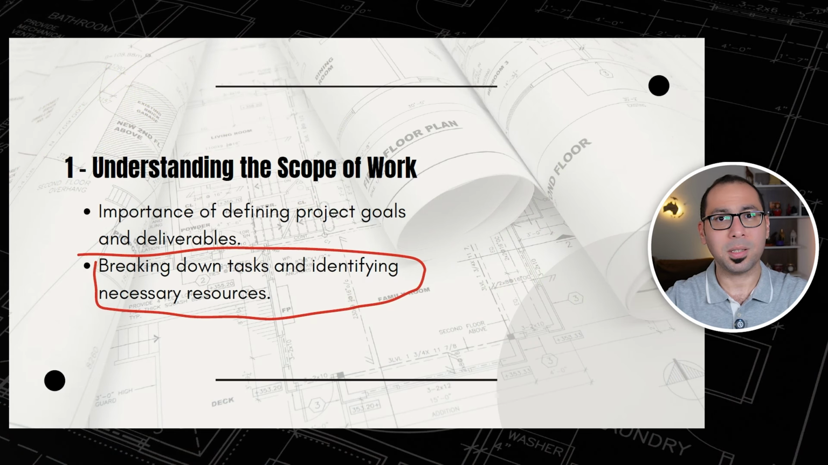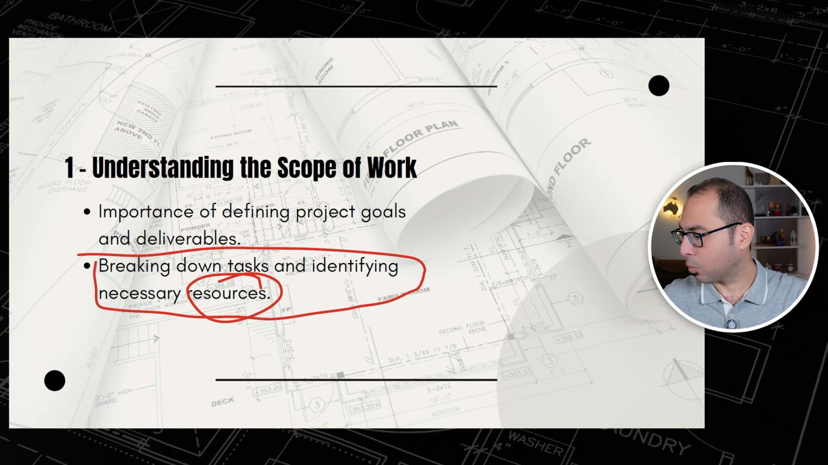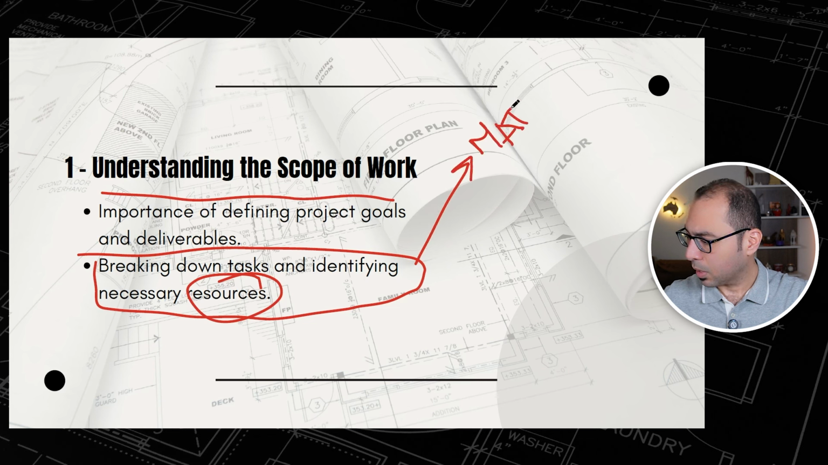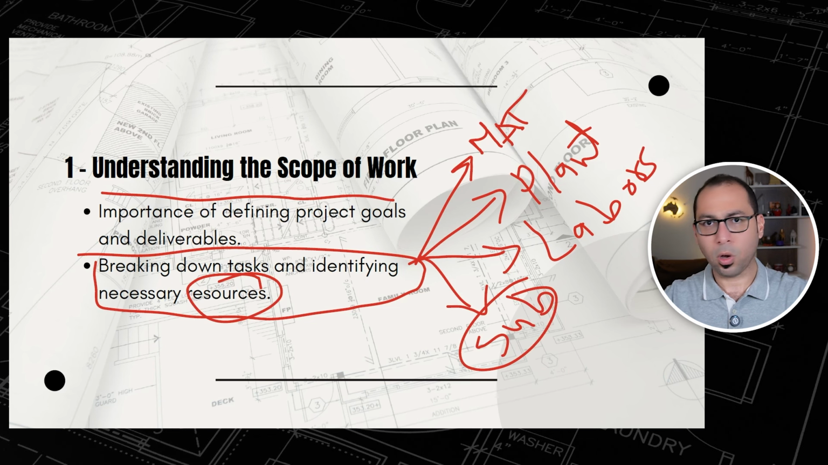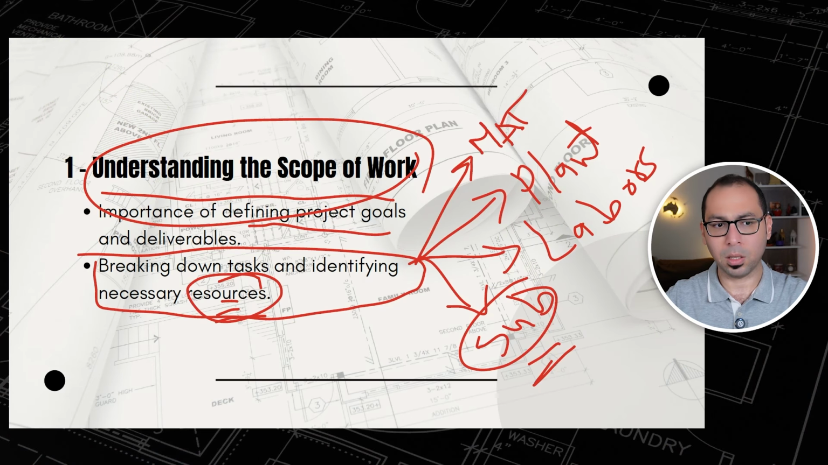After this, we will be breaking down the tasks and identifying necessary resources. So what are the resources that I'll need for any item in the project or for my scope of work? Basically, we are talking about the materials, the plant or equipment required, and the labor required. And sometimes you will need subcontractors if you are a main contractor. If you are a main contractor for the project, you will not do everything in-house. You might need subcontractors as well. So you identify the scope, then you see what the resources are that you need. This point is called understanding the scope of work.